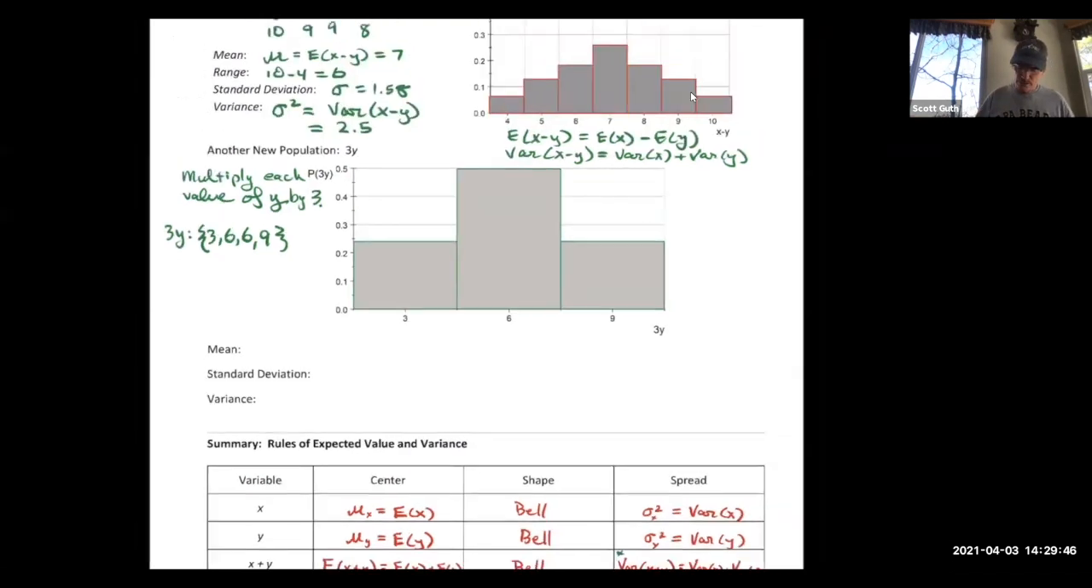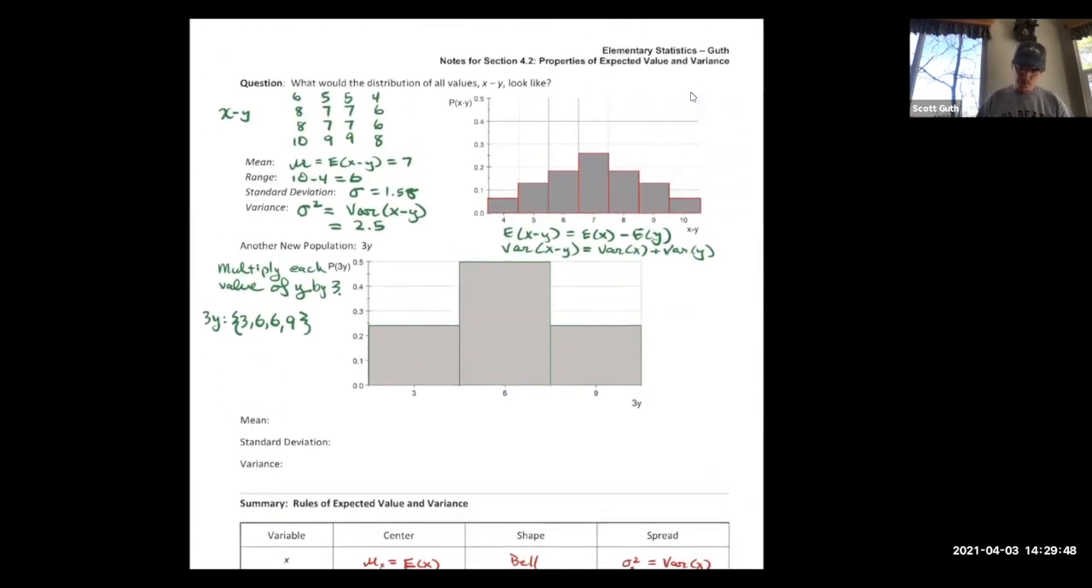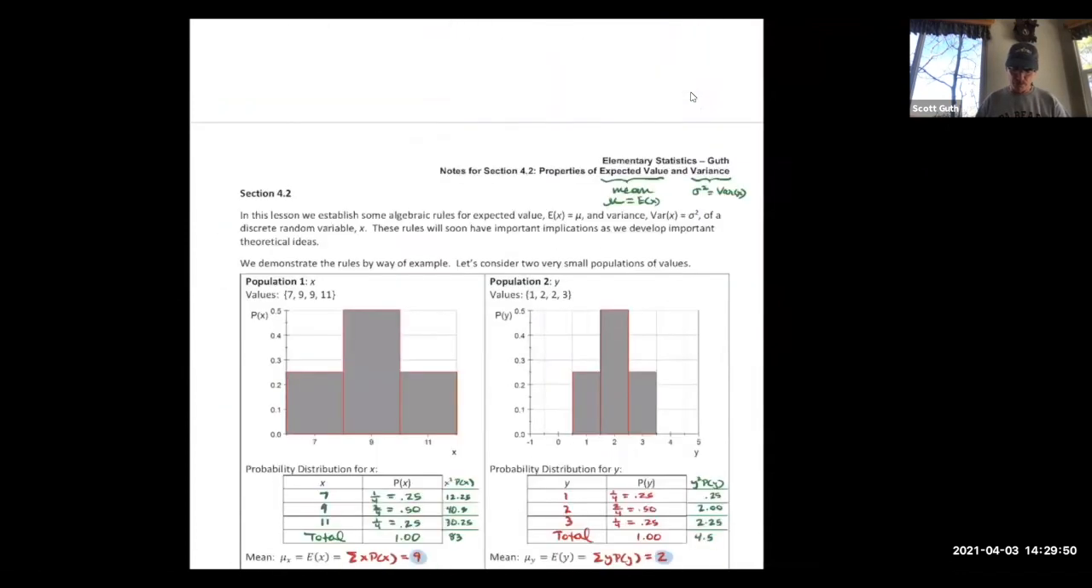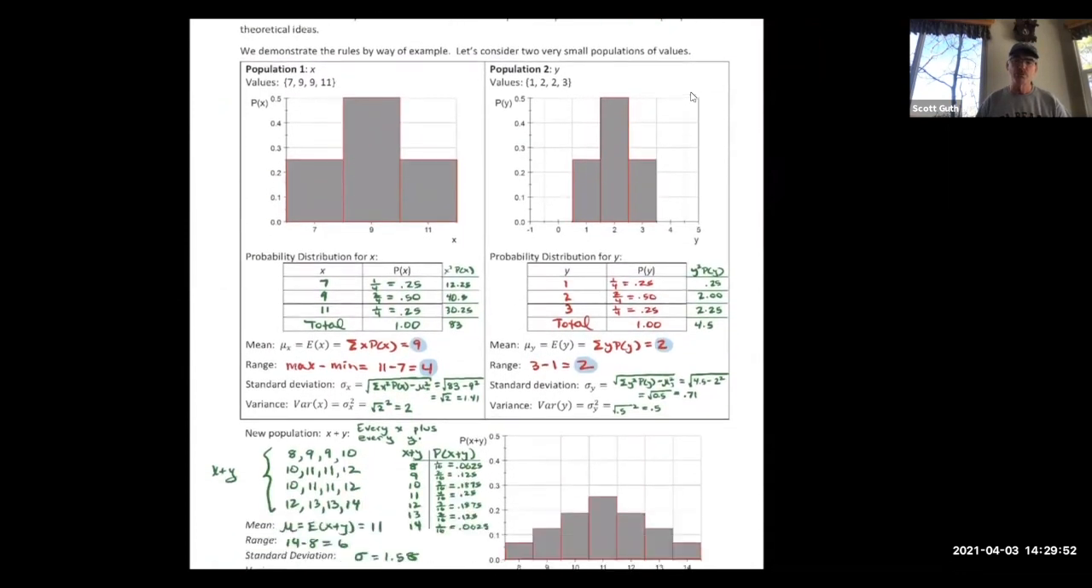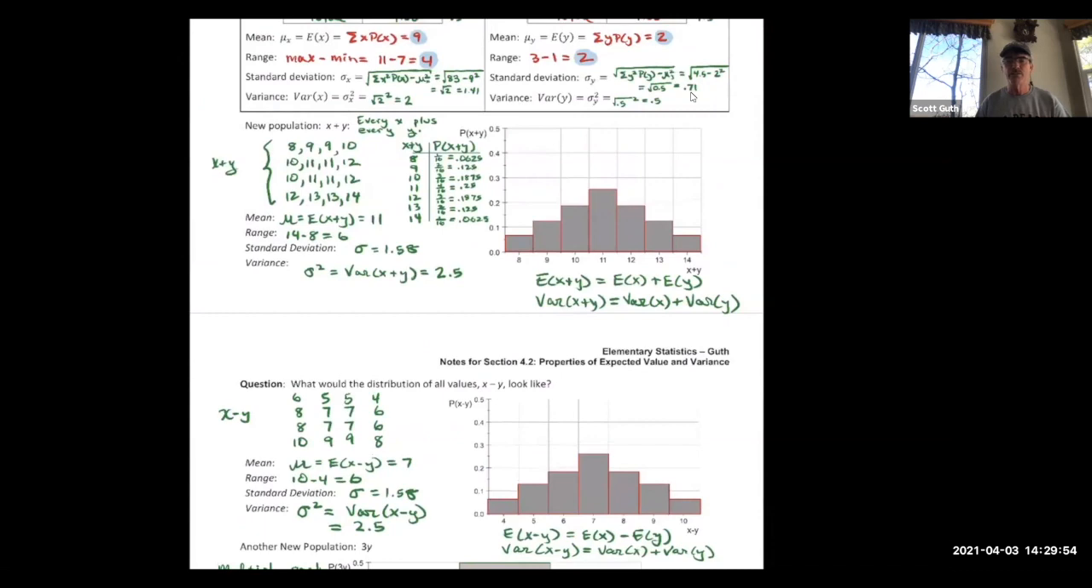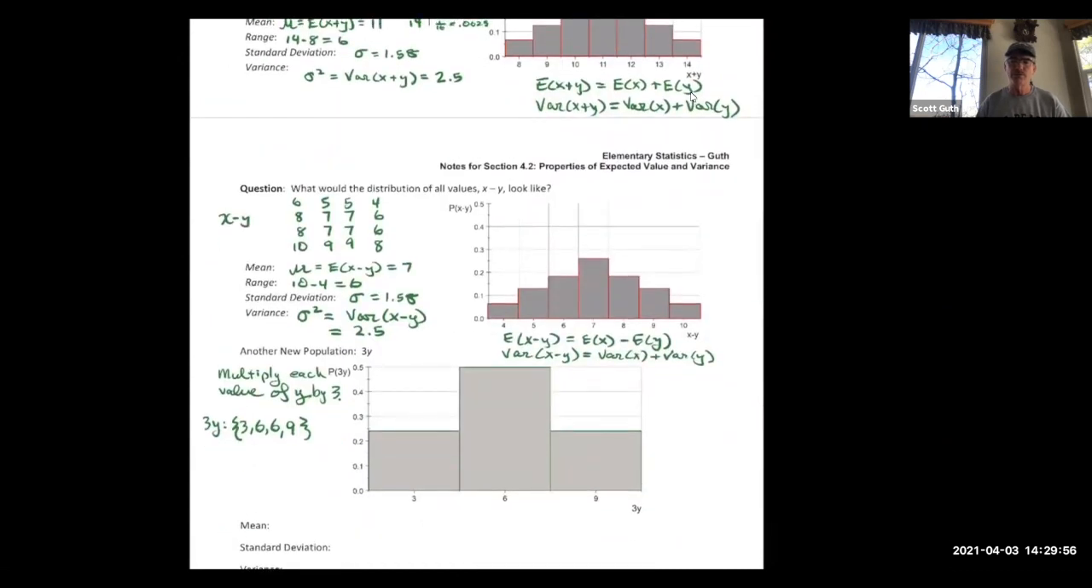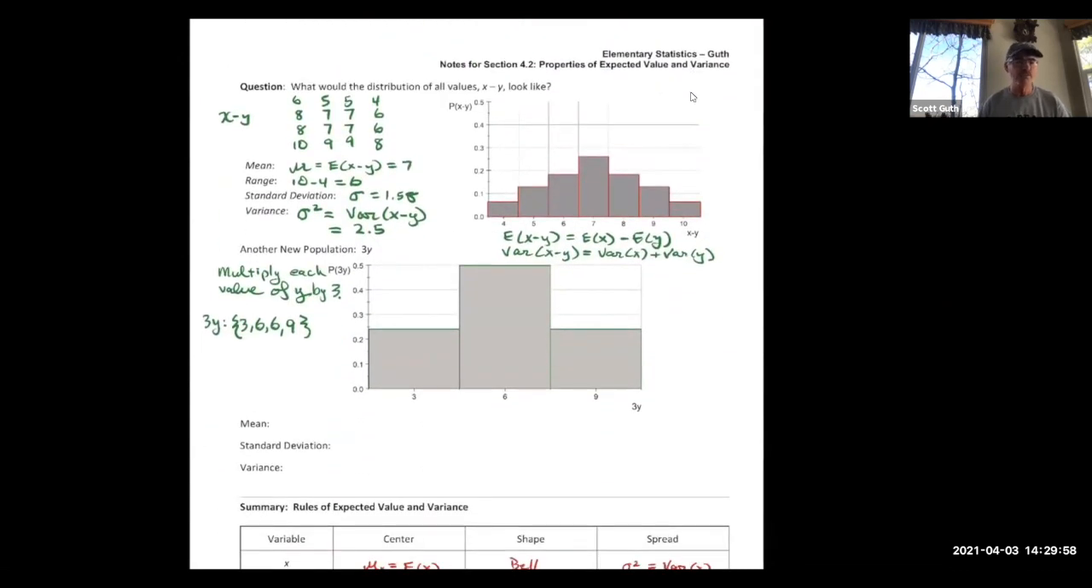Okay, so it's still a bell-shaped distribution. As a matter of fact, all these are bell-shaped. We started with 2 bell-shaped distributions, and when we add the variables, it's bell-shaped. When we subtract the variables, it's bell-shaped. When we multiply every variable by a value, as long as the value is not 0, it's still a bell shape. And you can see the mean is 6 here.